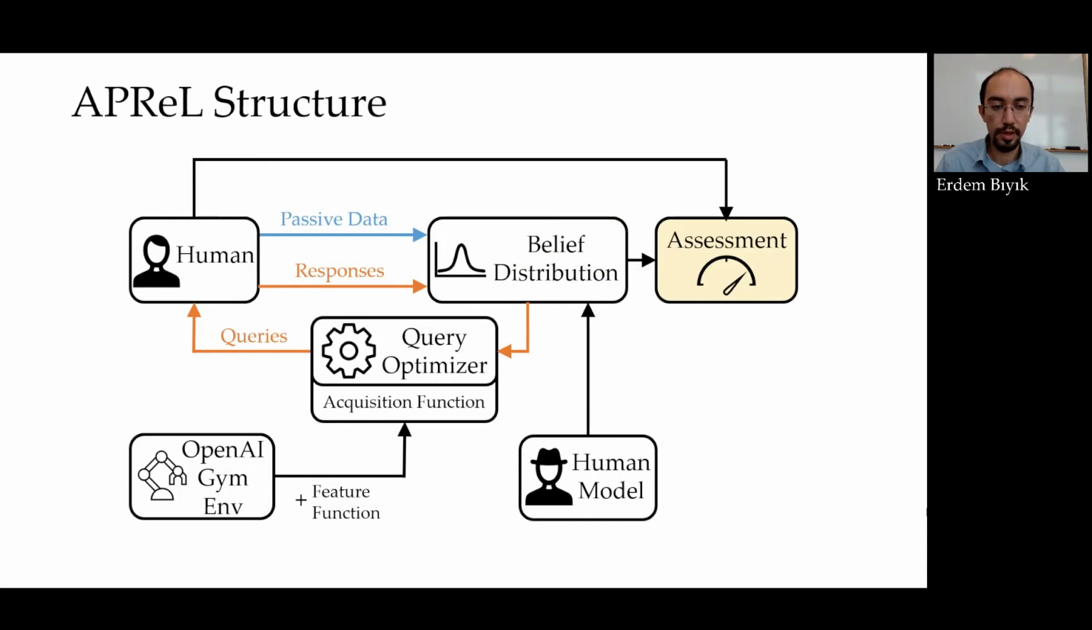Finally, assessment depends on the overall objective. For example, when the goal is to learn W perfectly, a common assessment measure is cosine similarity. However, other metrics, such as regret, can also be implemented.